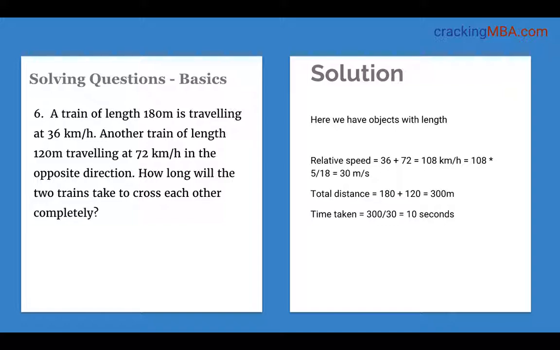Now here we are saying the opposite direction. So again, same story. The only difference is the relative speed is the sum of both the speeds. So 36 plus 72 is 108, which is 30 meters per second. Total distance is 180 plus 120, which is 300. So total time taken is 300 by 30, which is 10 seconds.